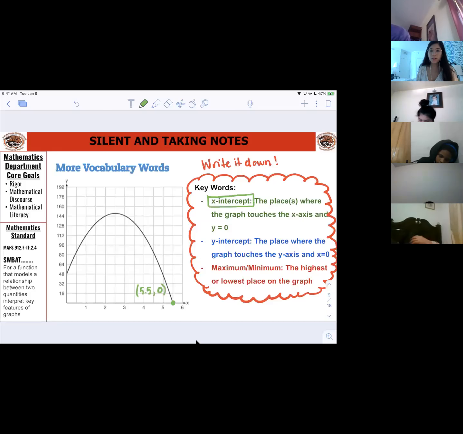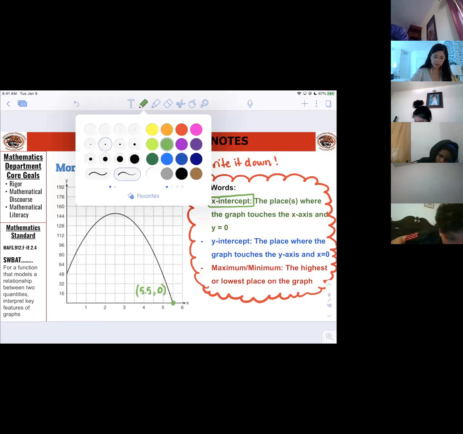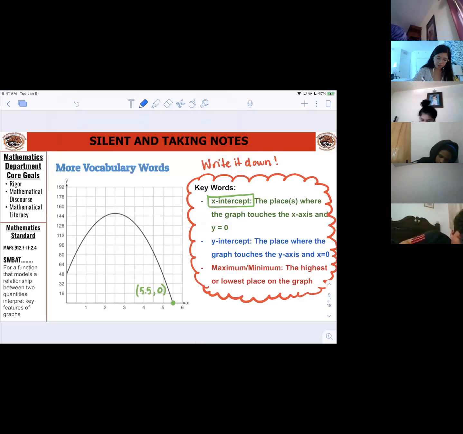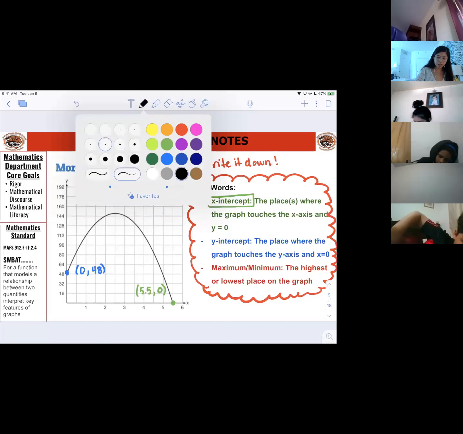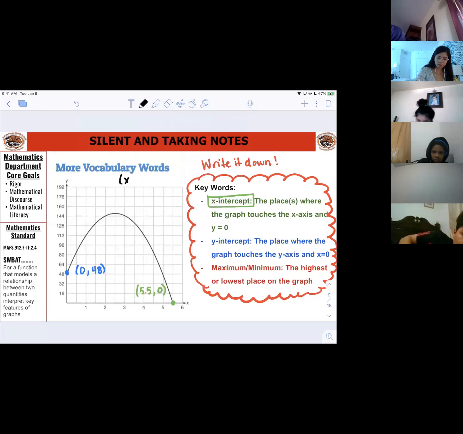And that's what's super important about these types of points. The x-intercept is where y equals 0, and then the y-intercept is the opposite. So on my graph, the y-intercept is at 0, comma 48, where x is 0. Now remember, coordinate points go x comma y.